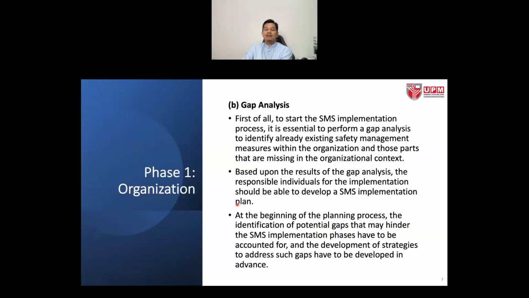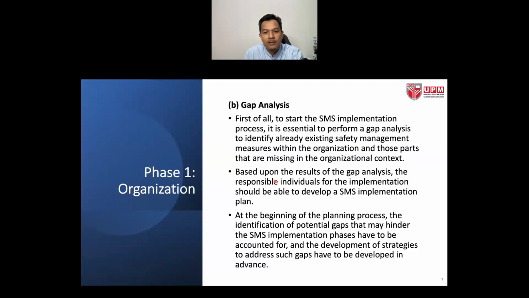In terms of the gap analysis, to start the SMS implementation process, it is essential to perform gap analysis. Basically, this is to identify already existing safety management measures, what you already have in place within the organization, and those parts that are missing in the organizational context. So where you are, what is the readiness of the company, and what are the gaps that are identified in order for you to fill up the gap.